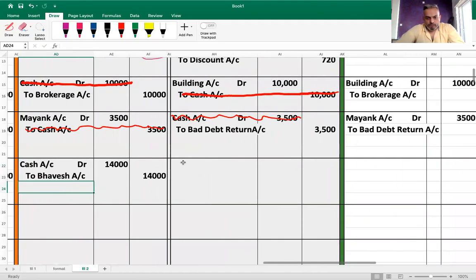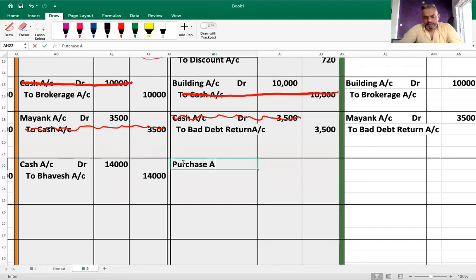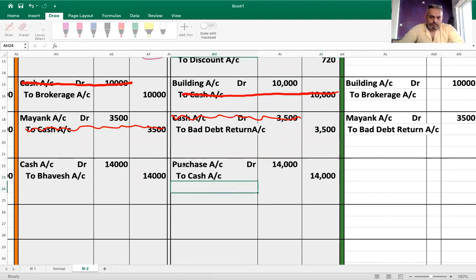Now we pass the correct entry, purchase. The name is given, but because the cash word is mentioned, we don't have to record the name. It is a cash transaction. Purchase account debit to cash account 14,000. So now let's combine them.